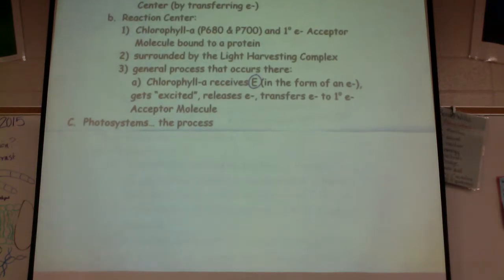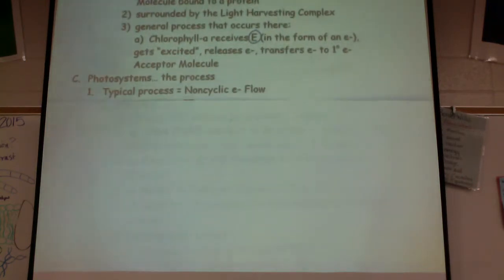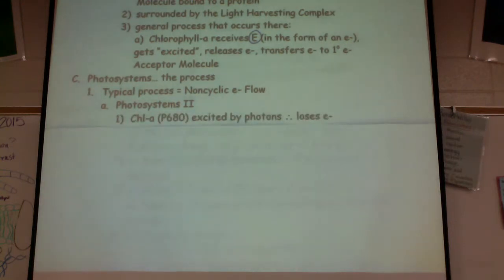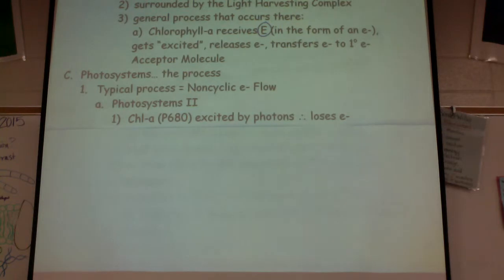So, process-wise, the typical process is what we call non-cyclic electron flow, okay? That means it goes from one thing to the next. In other words, it goes photosystem II, yes, it's first, to photosystem I. So, in photosystem II, chlorophyll A, P680, gets excited. It's so excited, it starts flinging it off. I always think of it as like some cheesy little biochemistry burlesque show. So you've got this chlorophyll A that gets all excited, starts flinging off its little electrons, okay?